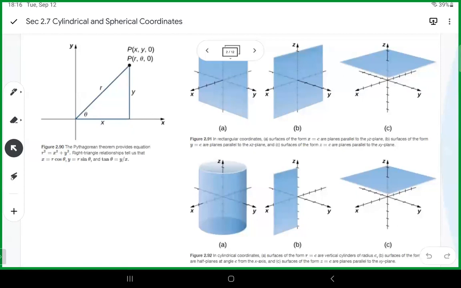Figures 2.91 and 2.92 are showing you the rectangular coordinates and what they are versus the cylindrical coordinates and what they are. Okay, so I just thought that it was interesting for you guys to have that available to you.